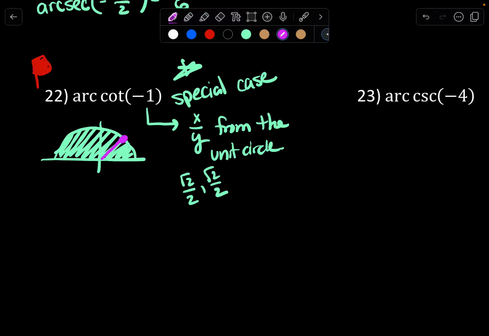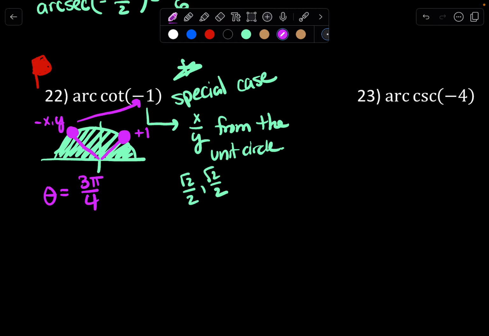In quadrant 1, they are both positive. Therefore, that would be a positive 1. In quadrant 2, the x-coordinate is negative and the y-coordinate is positive. Therefore, the result will be negative 1 if we take those ratios. So in quadrant 2, our answer for this is theta equals 3 pi over 4. So arc cotangent of negative 1 is 3 pi over 4.